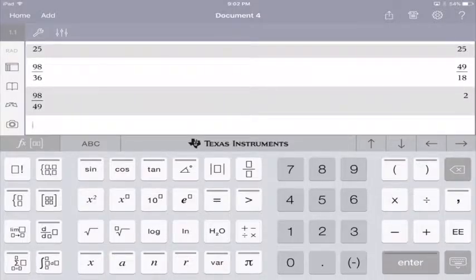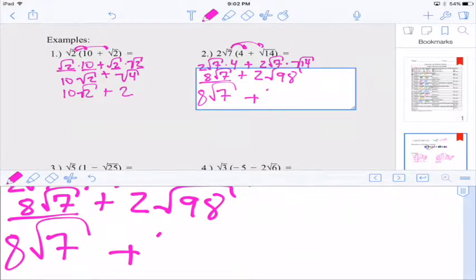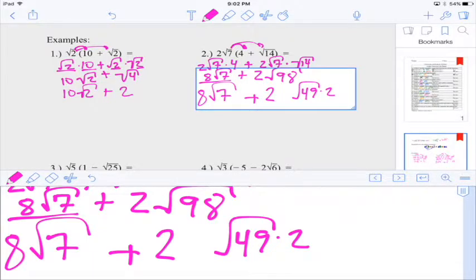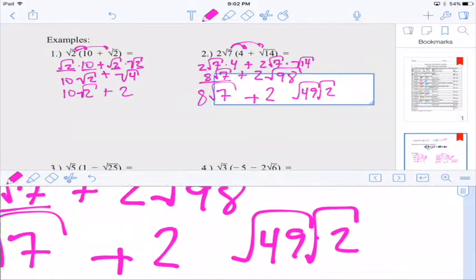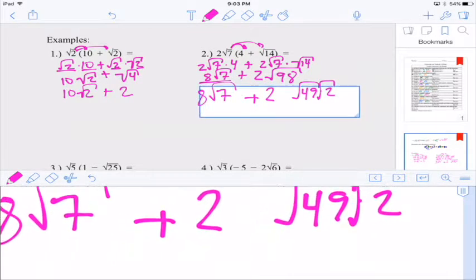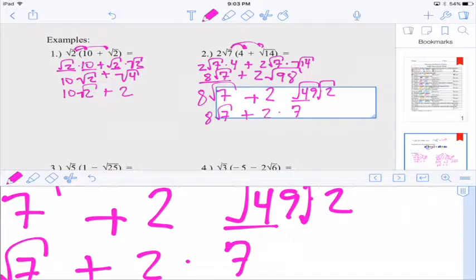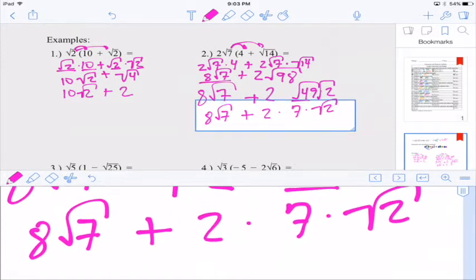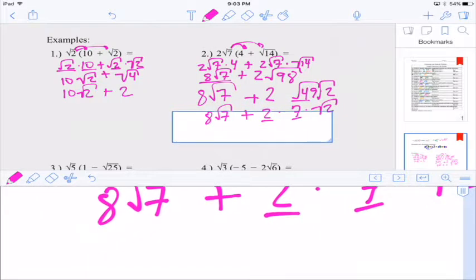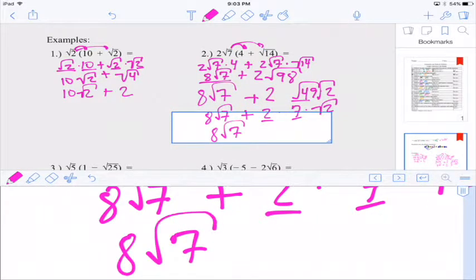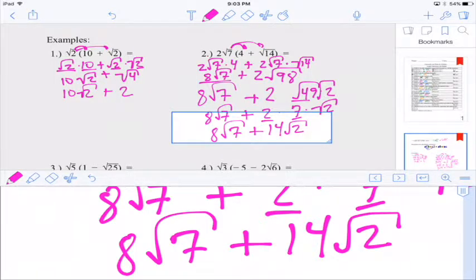49 and 2. So plus 2 square roots of 49 and 2. Well, the square root of 49 is 7. So we get 8 square roots of 7 plus 2 times, remember this is 7 times square root of 2. One more thing we got to clean up is 2 times 7 is 14. So 8 square roots of 7 plus 14 square roots of 2. Now, it was kind of long, but the process is still not that bad.